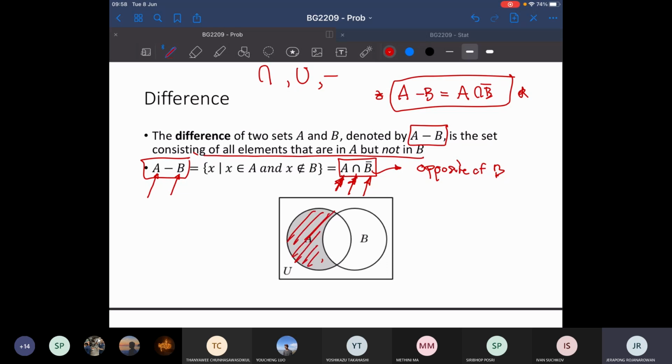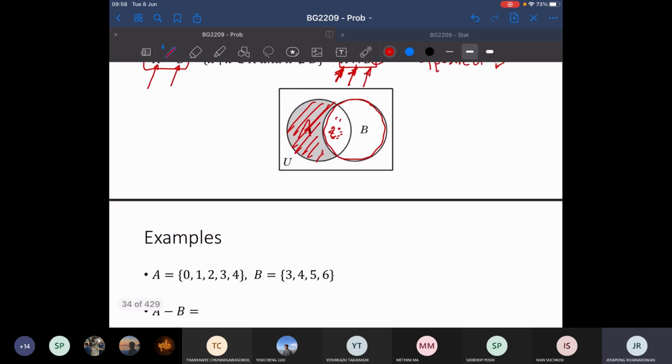So in this case it's going to be in A but not in B. We cannot use this part because this part is going to be in B, because our B is in here, right? So this one is going to be A minus B. As you can see, this part that I'm drawing here, this one is what is it.